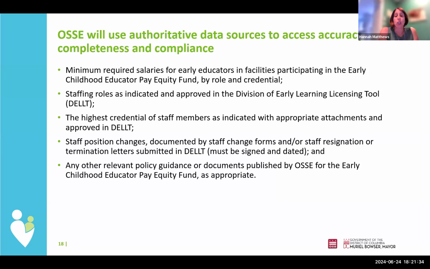We will look at staffing roles as indicated and approved in the Division of Early Learning licensing tool. The highest credential of staff members, again, indicated with appropriate attachments and approved in the Division of Early Learning licensing tool, or DELT. Staff position changes should be documented by staff change forms or staff resignation or termination letters submitted in DELT, all signed and dated, as well as any other relevant policy guidance or documents published by OSSI for the fund that is appropriate.